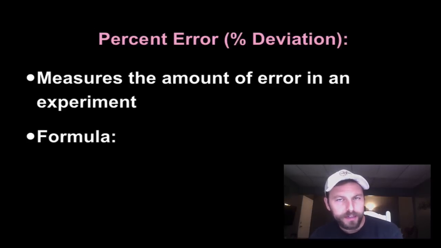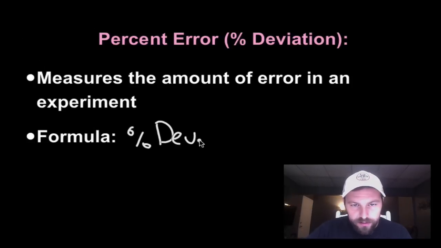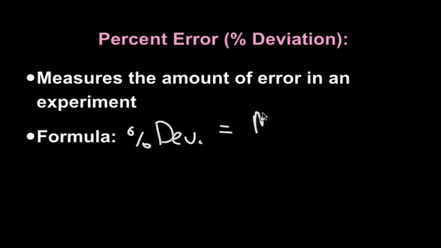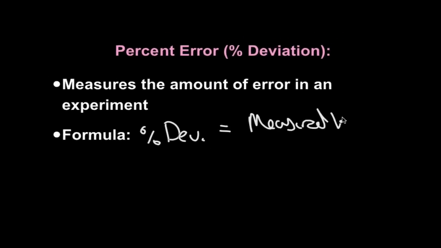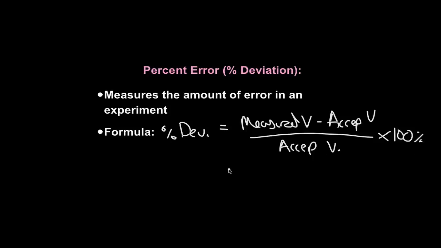So percent error, like I said, is also known as percent deviation and measures the amount of error in an experiment. The formula for it is a pretty easy formula. So we have our percent deviation equals our measured value minus the accepted value over the accepted times 100%. Okay, and that will give us how off our answer is from an accepted amount.